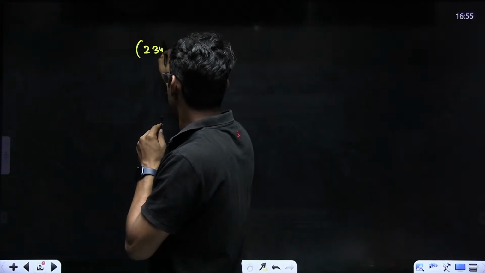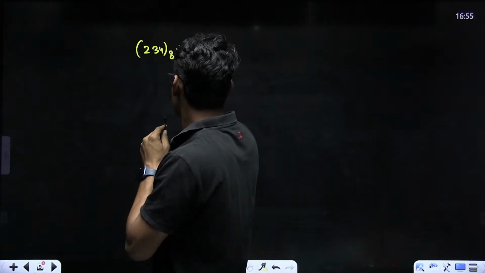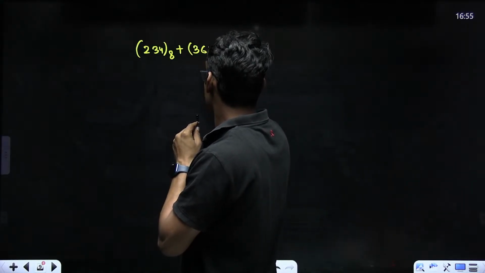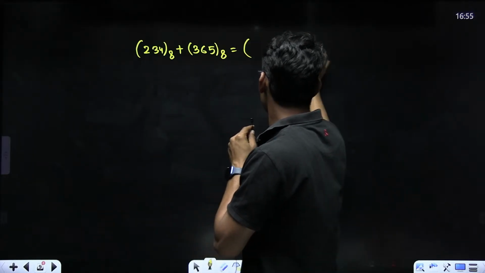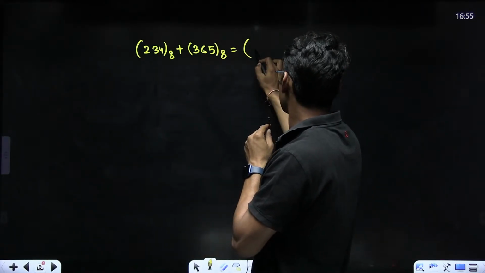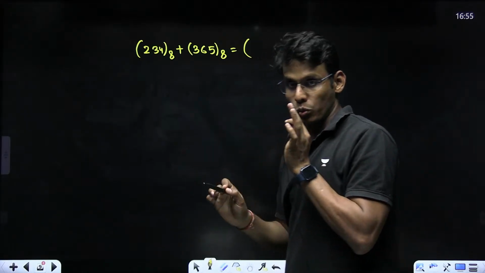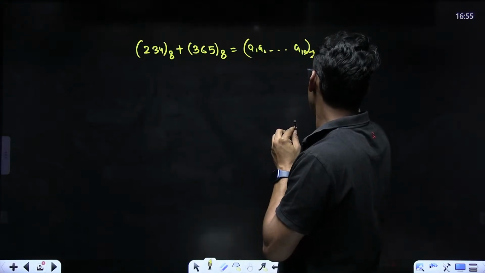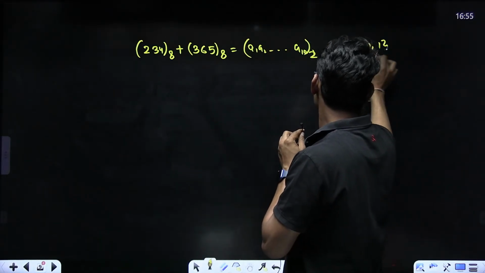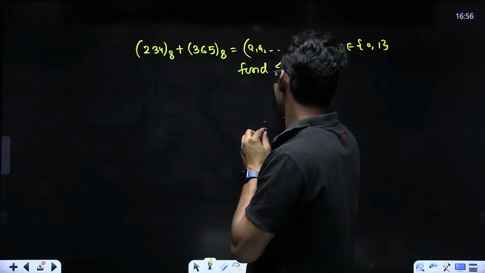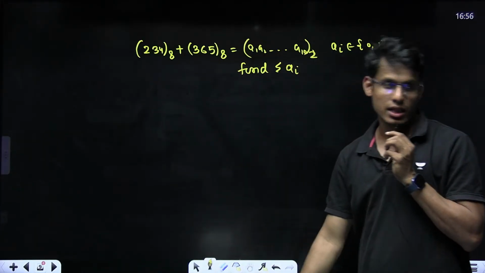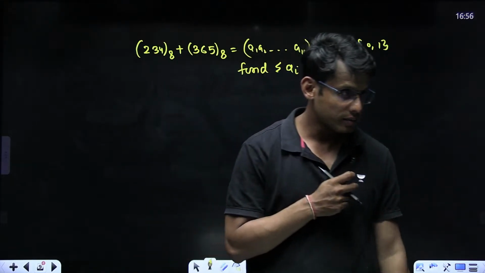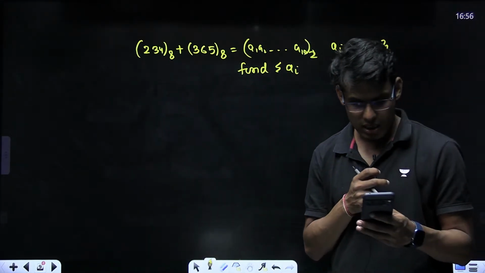234 base 8 plus 365 base 8 is base 2. Right? Base 2. A1, A2, up to A10. AI belongs to 0 and 1. Find sigma AI. This is the question I'm expecting this year. Please do it, guys.